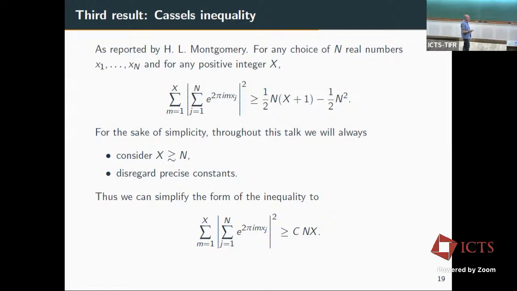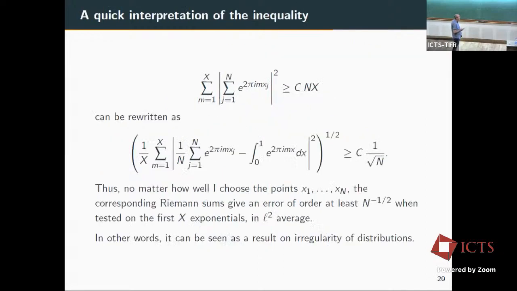If m is equal to 0, what happens? You have this is simply n squared. You just get n inside and then you square it. So if you start from m equal to 0, here you will have plus 1/2 n squared. And again, if you take X much bigger than n, here it just doesn't matter. So it doesn't really matter if I start with m equals 0 or m equals 1. So let's see a quick interpretation of this inequality.